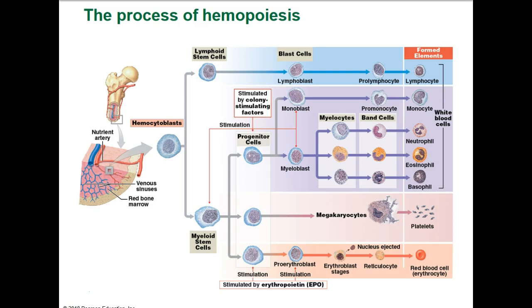So this is an overall diagram of those cell lines, and this is a good diagram to get to know. So as you can see, in the very end, we have lymphocytes, monocytes, neutrophils, eosinophils, basophils, platelets, and red blood cells. And we'll talk about each of those in a little bit more detail.